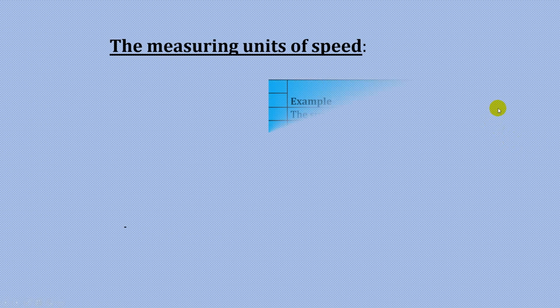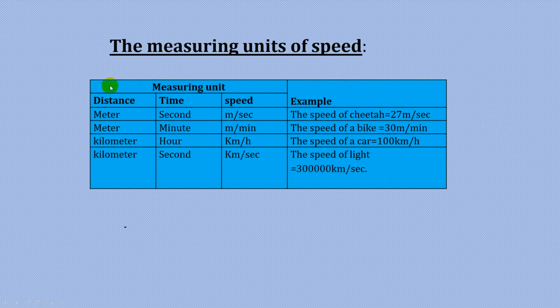The measuring unit of speed. The distance is measured in meters and the time is measured in seconds, so the speed is distance over time, so it's meters per second. For example, the speed of the tortoise, an animal, is 27 meters per second. The distance is in meters, the time is in minutes, so it's meters per minute, like the speed of a bike, it's 30 meters per minute. The distance is in kilometers, the time is in hours, so the speed is kilometers per hour. The speed of a car is 100 kilometers per hour.